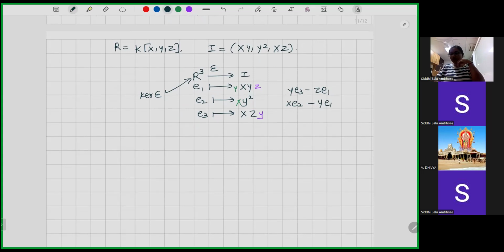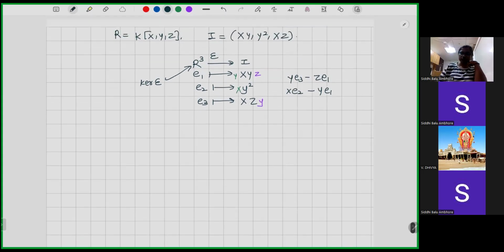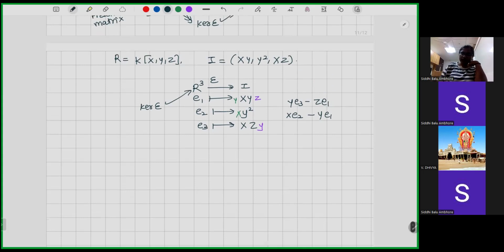And there are no further relations which we can obtain for this kernel, right? So the kernel of this map is just the ideal generated by these two, y e3 minus z e1, comma x e2 minus y e1. It is like the ideal generated by these two terms.